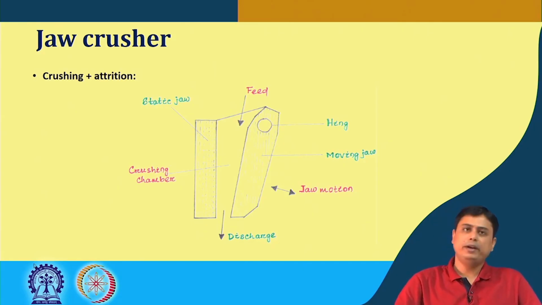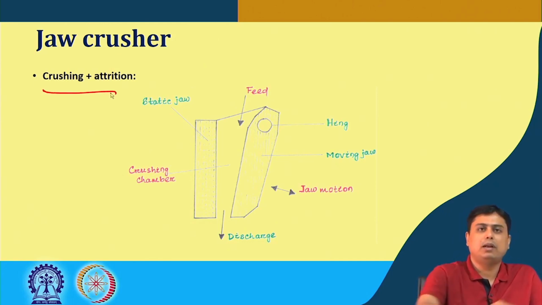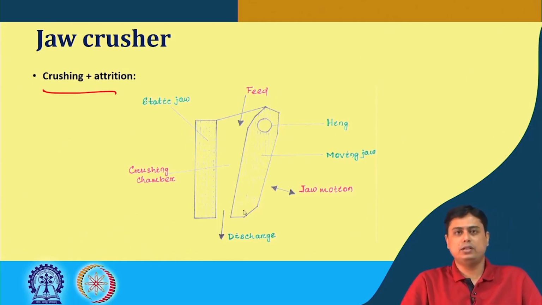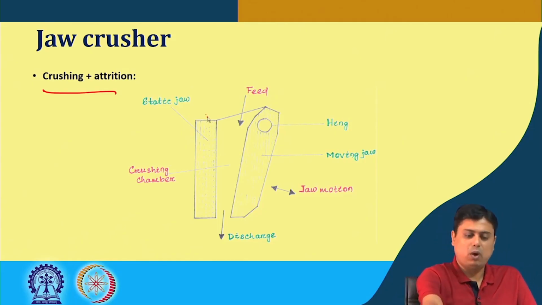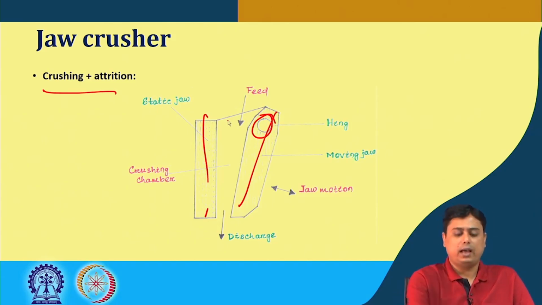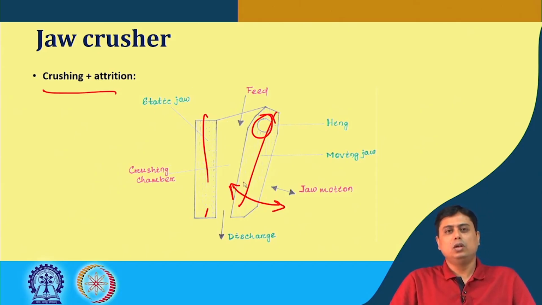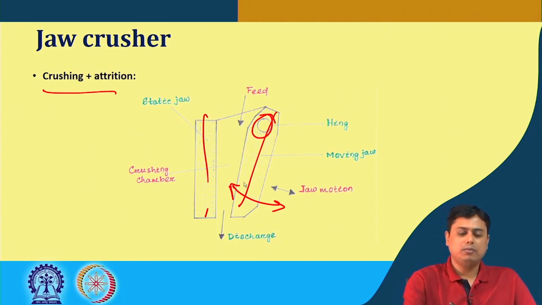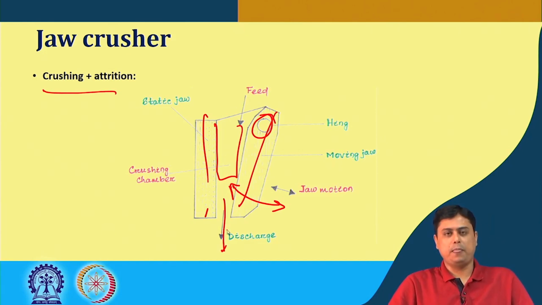Here the dominant stress mechanism was stressing plus attrition. What we had were two jaws: one rigid jaw and one jaw that is hinged at this position, which has a jaw motion like this. So, it crushes the particles that come in between this crushing chamber, and the discharge is collected from this side.